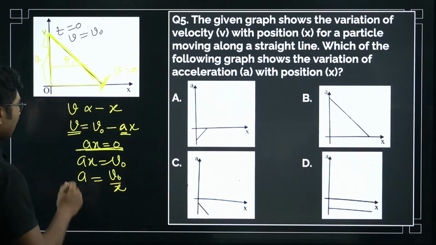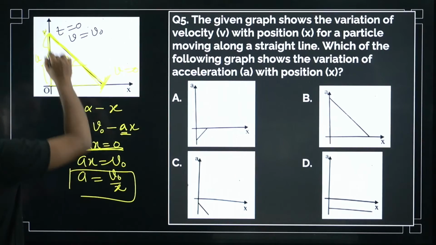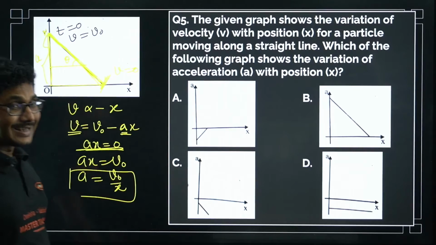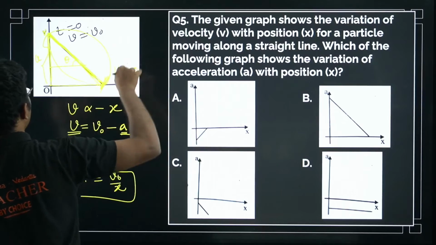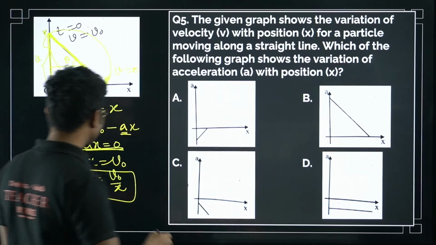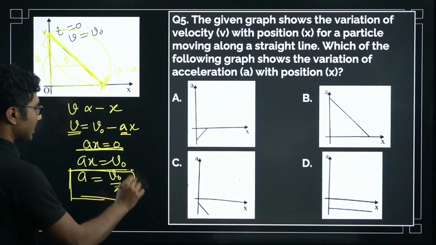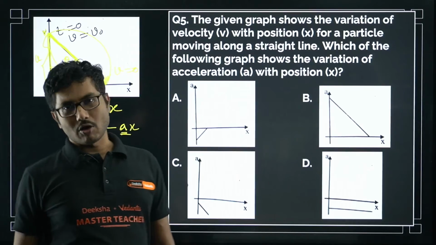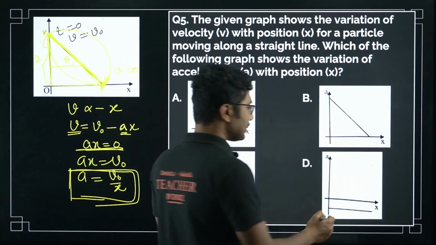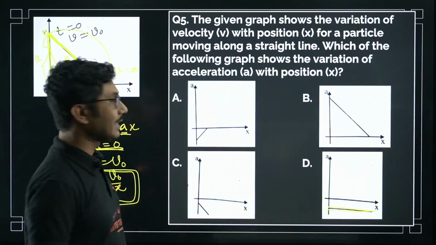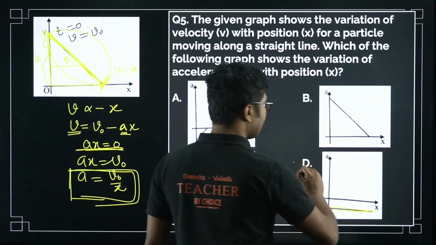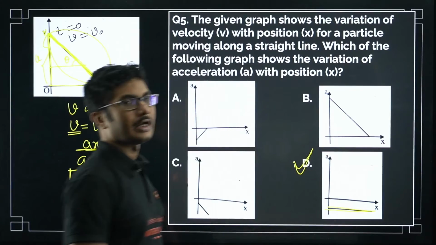It is basically a constant, it is a uniform motion. Velocity is decreasing uniformly, it is not any curved motion like this or this, so it is decreasing uniformly. So the value of acceleration is v naught by x, and it is a constant, okay. As you can see, this graph is giving you the same value, it is a constant deceleration. So constant deceleration means option D is the correct answer.